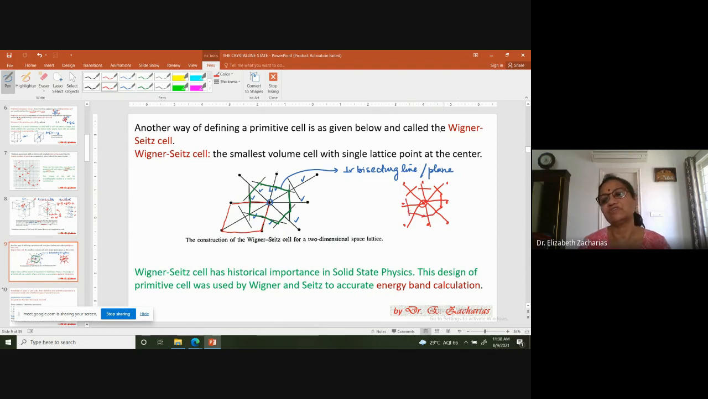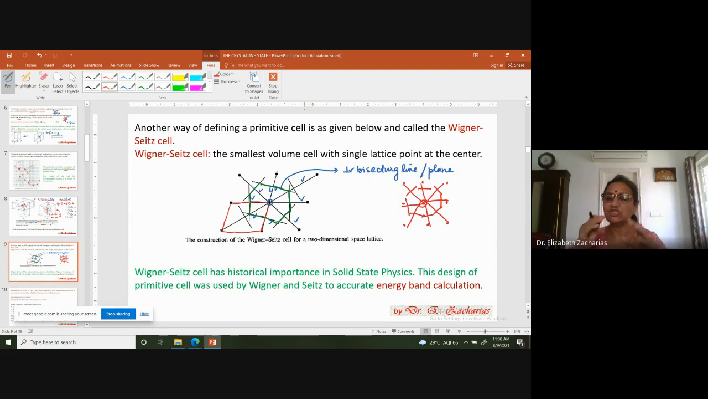The resultant picture that I get, a closed picture, is going to be my Wigner-Seitz cell for this construction that I made. You can see that this is different from what the author has given, so the crystallographic orientations are also different.